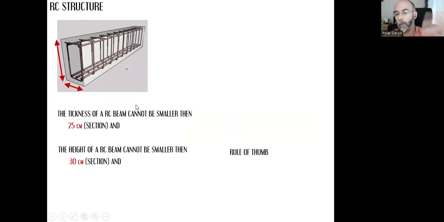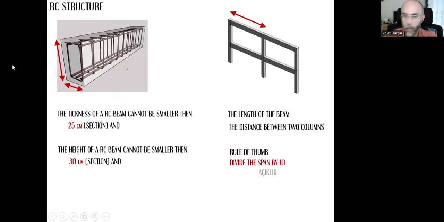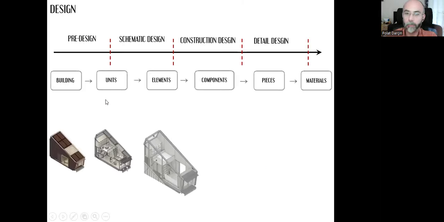However, it's not enough. Again, we need to first figure out the positions of the columns so that we can find the span, that's the length between the columns, the opening between the columns, and that gives us the length of the beam. So we need to divide this length by 10 so that we can have the required beam height. These are the principles that we need to follow all the time.